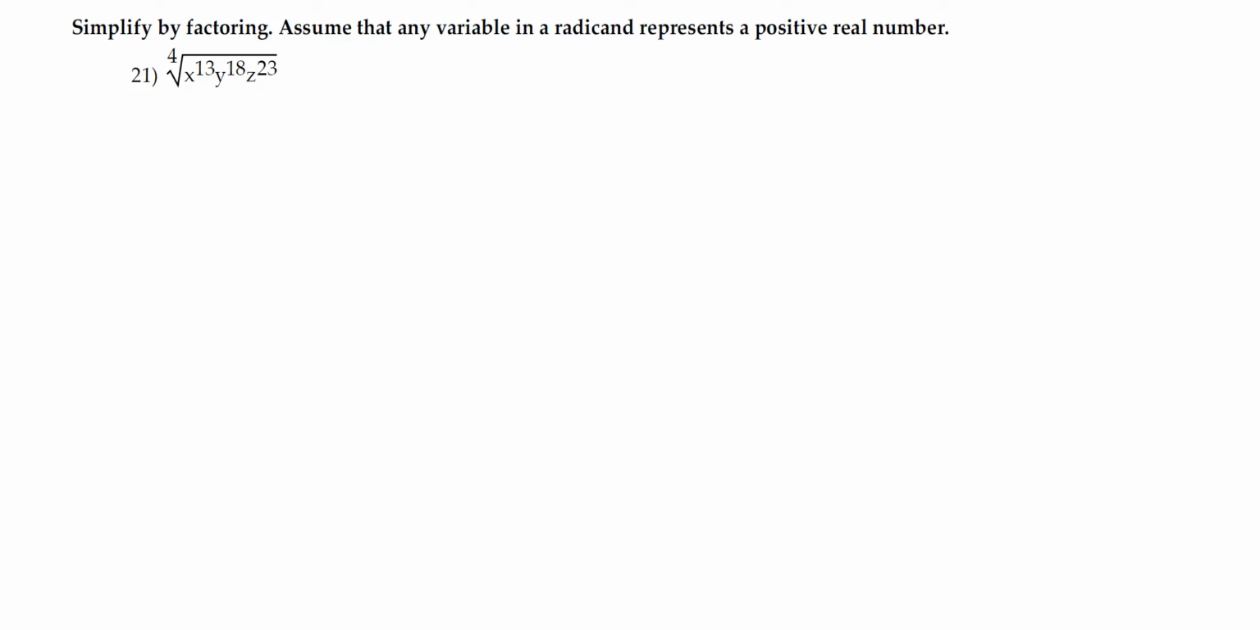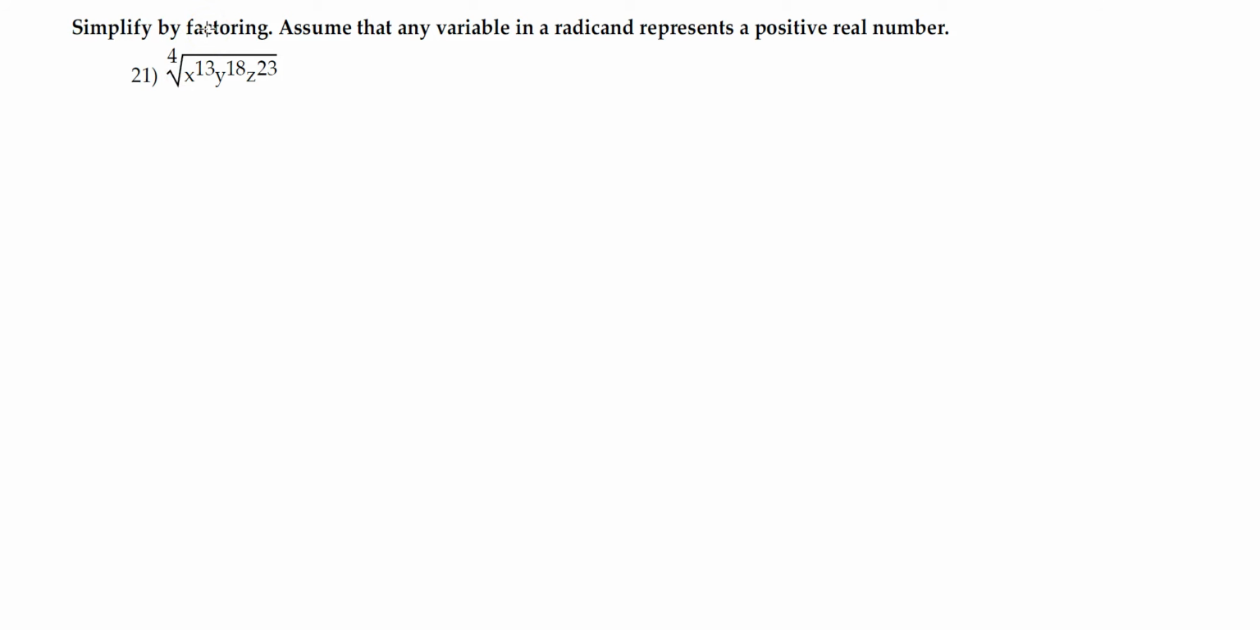Simplify by factoring. Assume that any variable in a radicand represents a positive real number. So that would be the x, the y, and the z are all positive. That's good because if it were negative, then we have a negative number under an even root, and that's not real. So simplify by factoring.